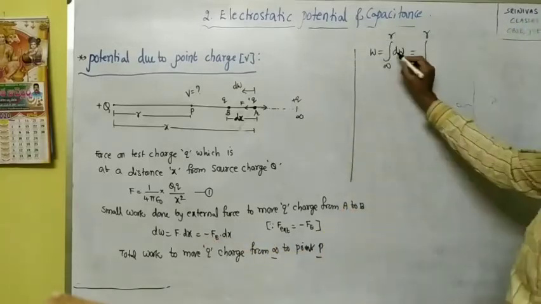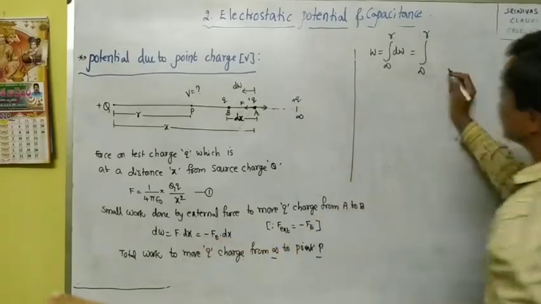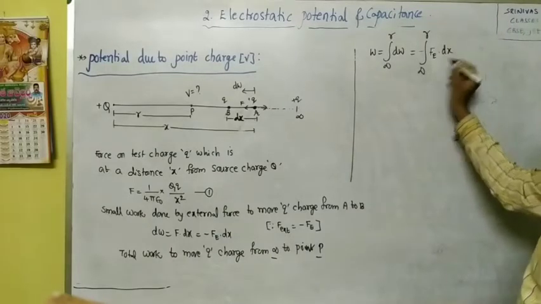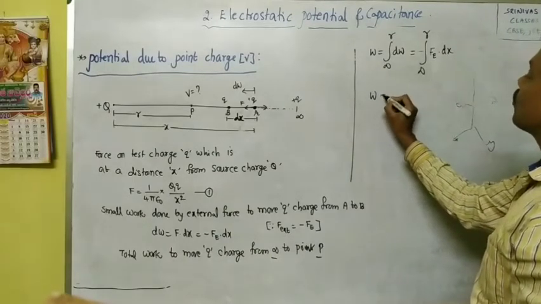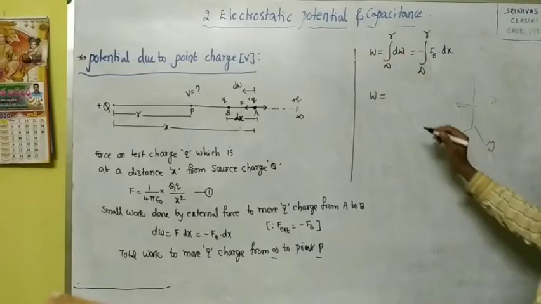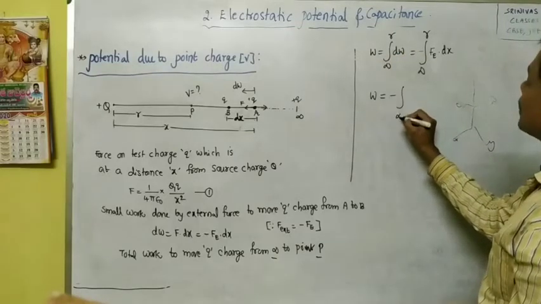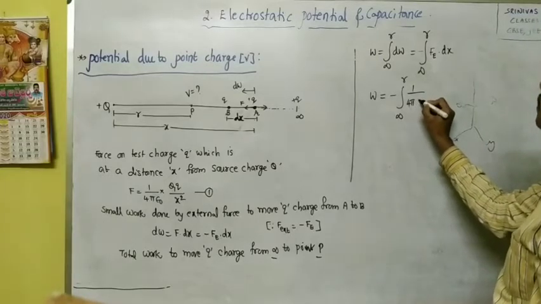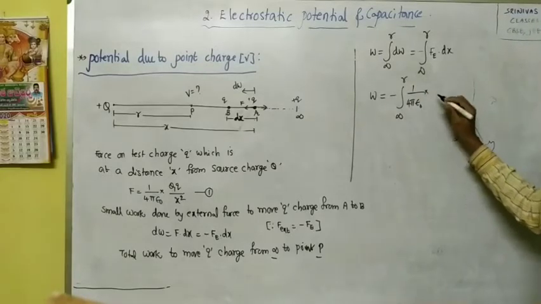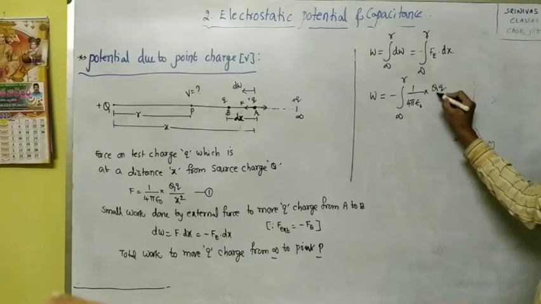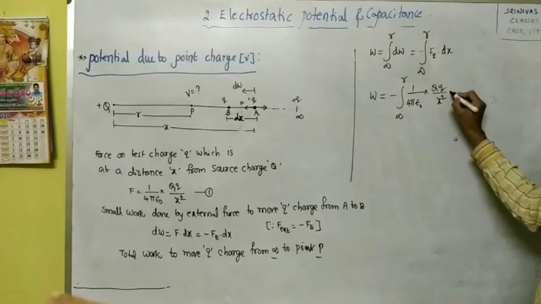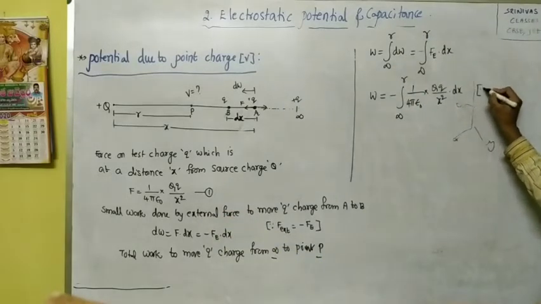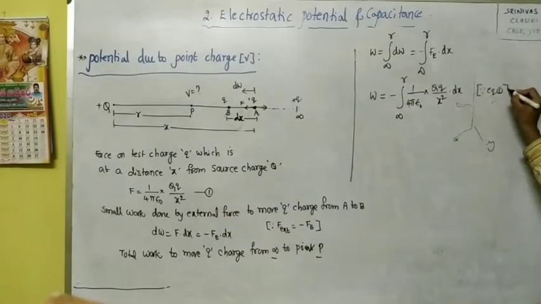dW, integration. The dW formula we know already: dW is equal to minus Fe into dx. This is the work to move from infinity to a certain point P, that is, infinity to r. The force formula is 1 by 4 pi epsilon naught into capital Q into small q by x square. This we are writing from equation 1, into dx.